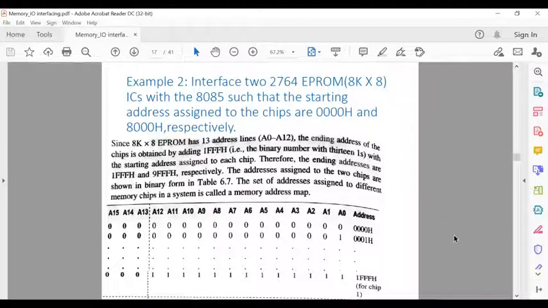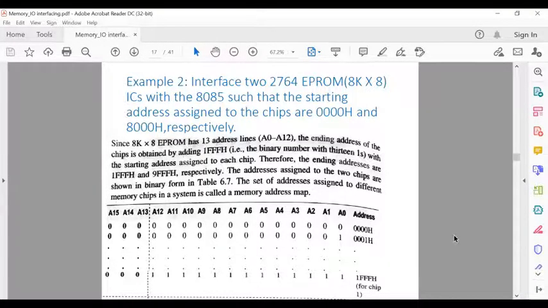Okay, so now coming to the second example: interface two 2764 EPROM ICs, which is 8K cross 8 in size, with the 8085 such that the starting addresses assigned to the chips are 0000 and 8000H respectively. I have told you last day that there are two methods to implement this memory interfacing with the microprocessor IC. One is using the logic gate, another is the decoder IC.